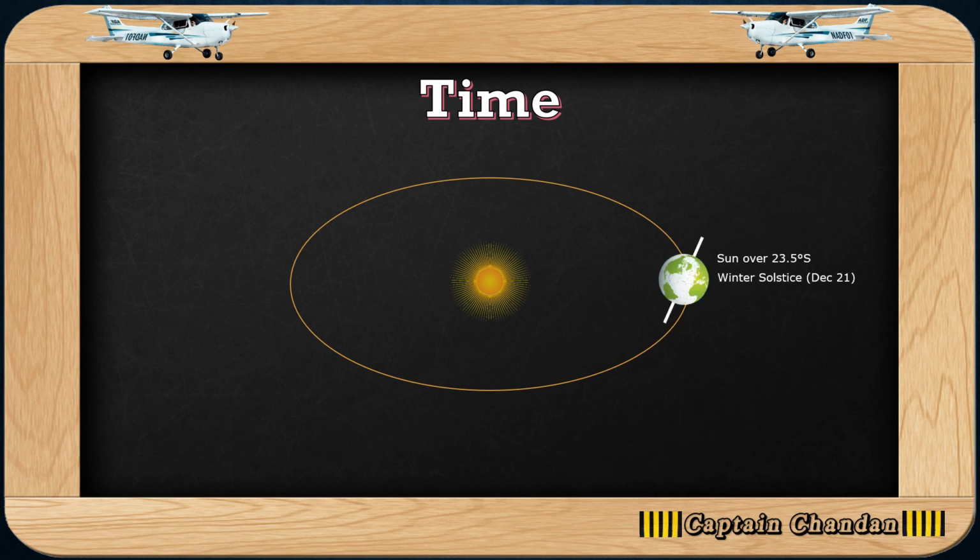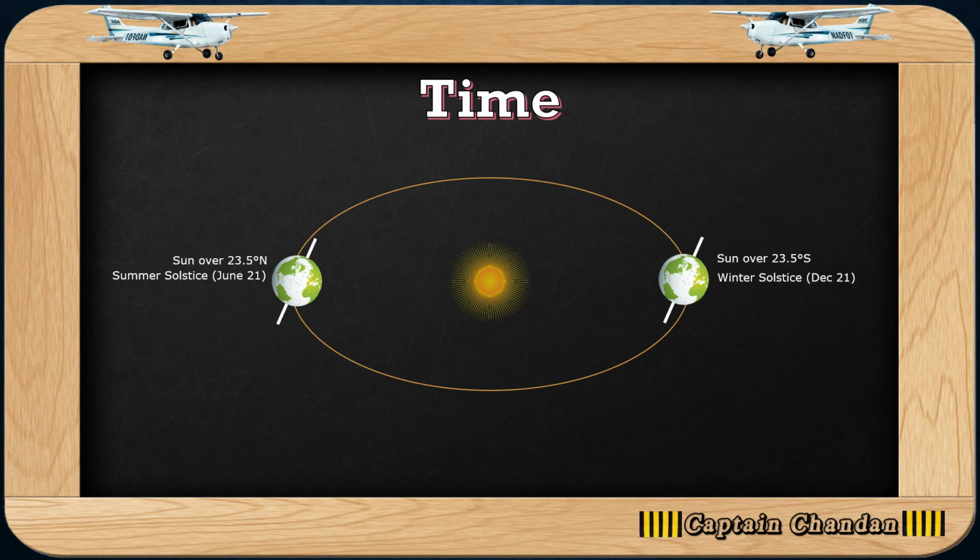First, when the Sun is directly over 23.5 degrees south, that is called winter solstice and occurs on 21st December. So the sun rays will be direct on 23.5 degrees south. So 23.5 degrees south will be hotter than the northern part. So on 21st December in the northern part there will be cold, and at 23.5 degrees south there will be hotter days.